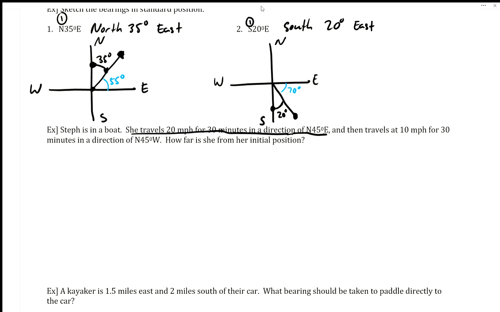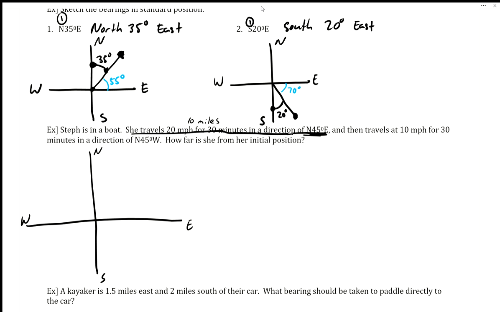With these problems, I only underlined that first part. It says she's in a boat. Let's make sure we draw it plenty big. Here's our compass. As soon as I see a compass direction, I'm thinking, let's get that: north, east, south, west. It says she travels 20 miles per hour for 30 minutes. Careful there. That means that's 10 miles.